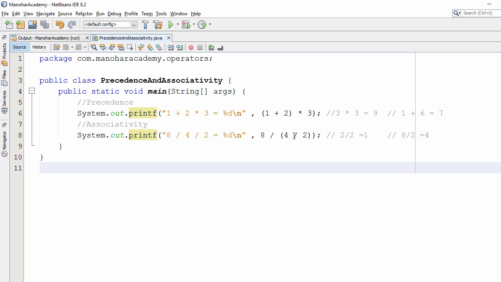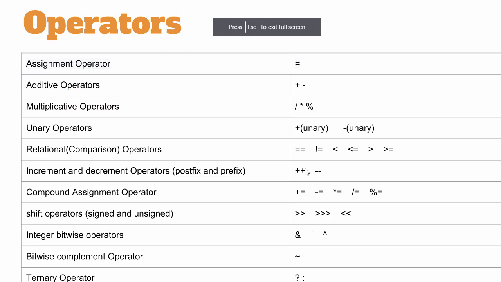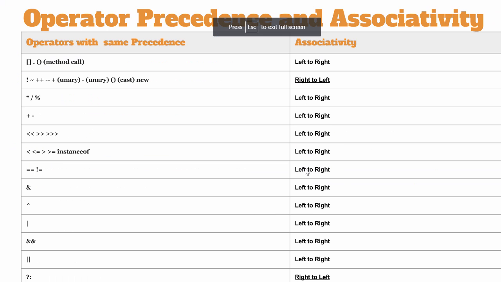Okay, so we looked at only three operators: addition, multiplication, and division. There are many other operators. Here all of them are there. All these operators are listed together, and whenever the precedence is the same, we have written what the associativity is. You can refer to this table and write some expressions for yourself and see how the precedence and associativity is going to play a role.